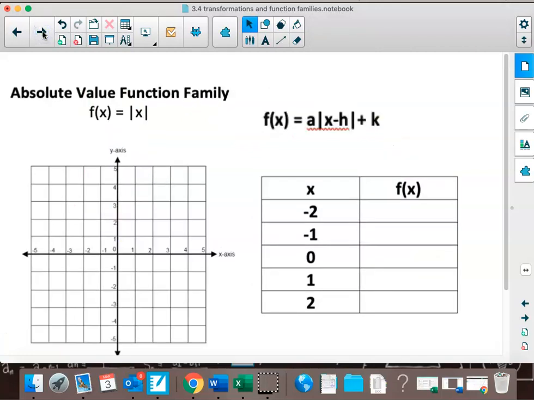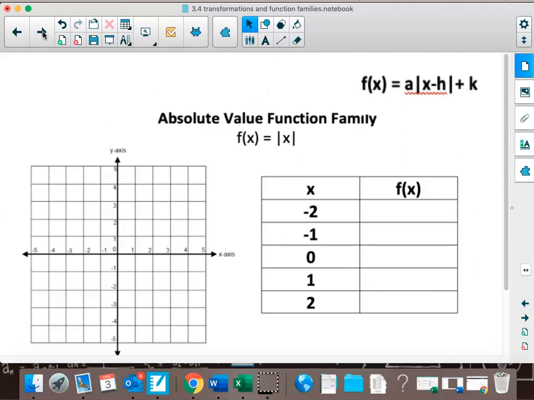Moving on. Absolute value. Everyone take a minute, and I want you to build a table, not for this one, just for this one, for y equals absolute value of x.